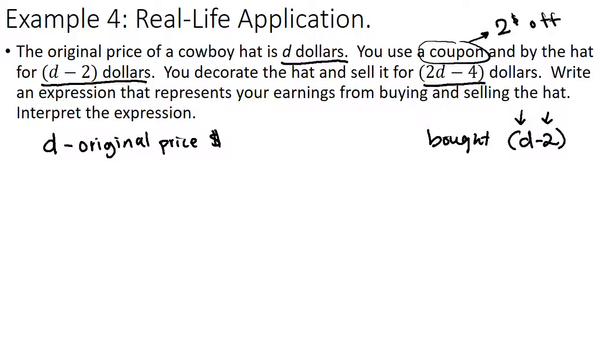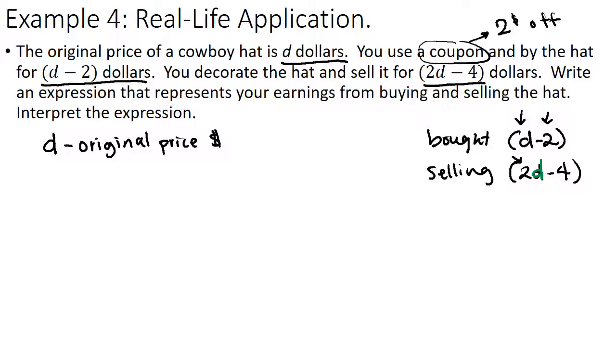Okay? Now we're decorating the hat and we're selling it for 2D minus 4. So what this equation is saying is we are taking the original price, D, we're timesing it by 2, and we're taking away $4. So we're taking the original price, we're doubling it, and we're taking away $4. And that's what we're selling it for.